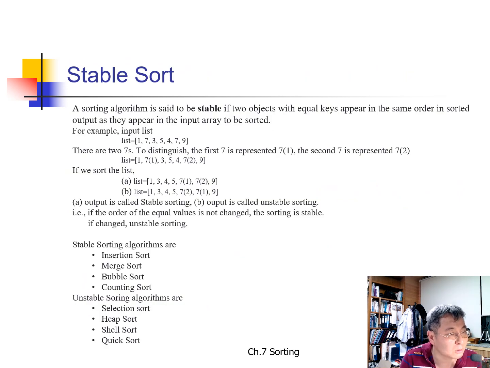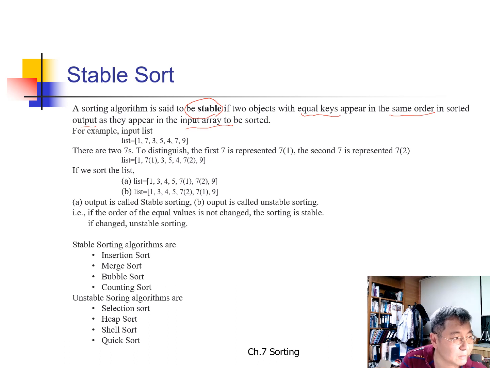So a stable sort means that for two records with equal keys, if the same data exists in the input data, then they appear in the same order in the sorted output as they appear in the input array to be sorted. That means that the orders are maintained after sorting. That is a stable sorting method.